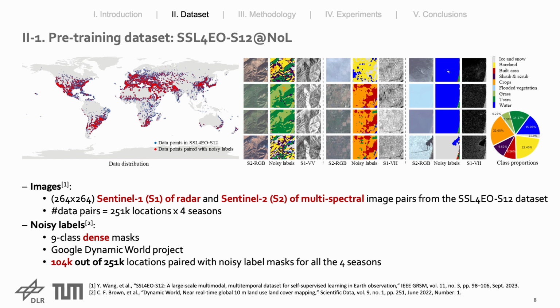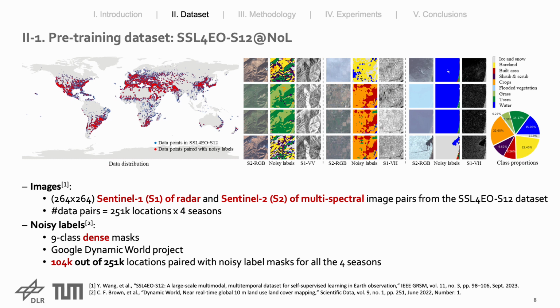Ahead of presenting the details of our proposed method, on this page, we first introduce the pre-training dataset we utilized in our work. The dataset is an extension of the SSL4EO-S12 dataset. SSL4EO-S12 is a self-supervised learning dataset without labels. It originally contains image pairs of Sentinel-1 radar and Sentinel-2 multispectral images globally sampled from 251,000 locations and 4 seasons.